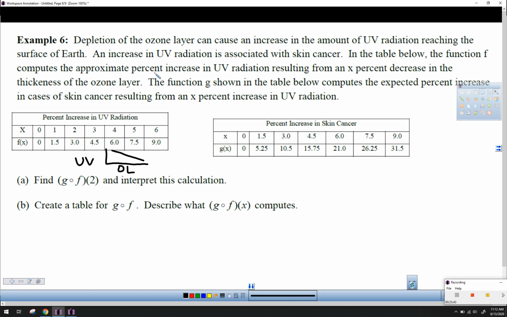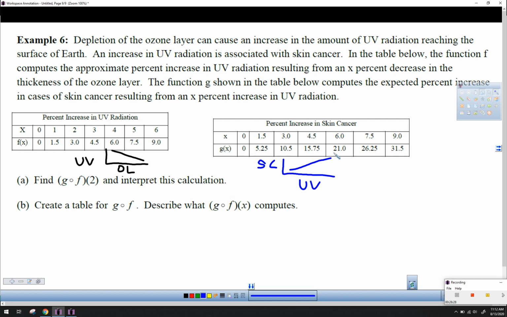An increase in UV radiation is associated with skin cancer. We know that the more UV radiation that you get, the more likely a chance of you getting skin cancer. So now we have that the percent in UV radiation is related to skin cancer. So the more UV radiation you're exposed to, the higher chances increase in skin cancer. So you have two distinct relationships, but they're related to each other.